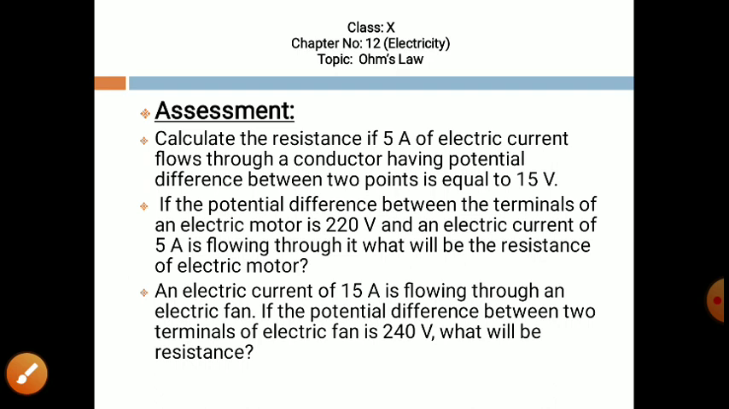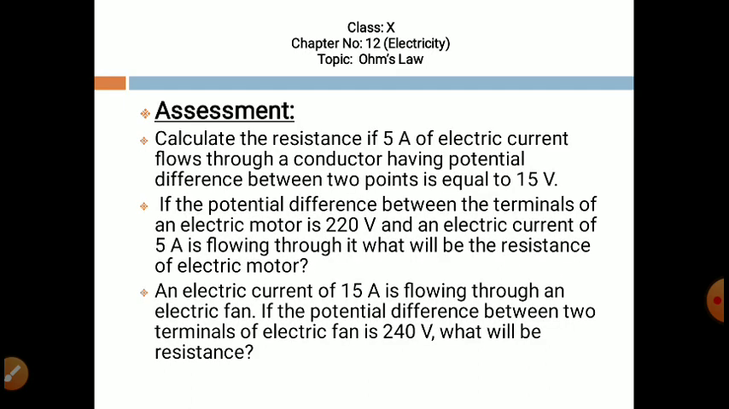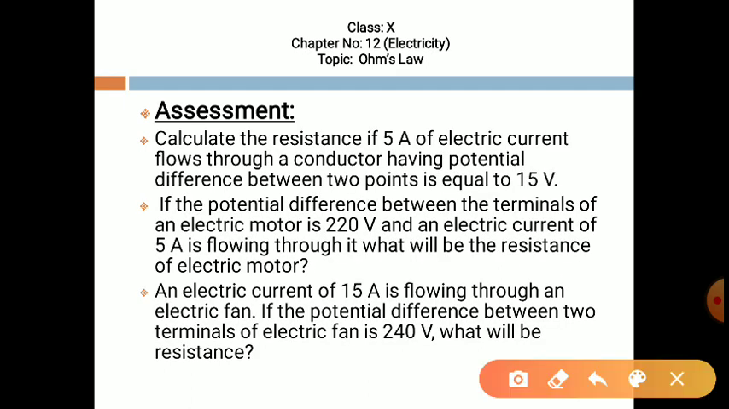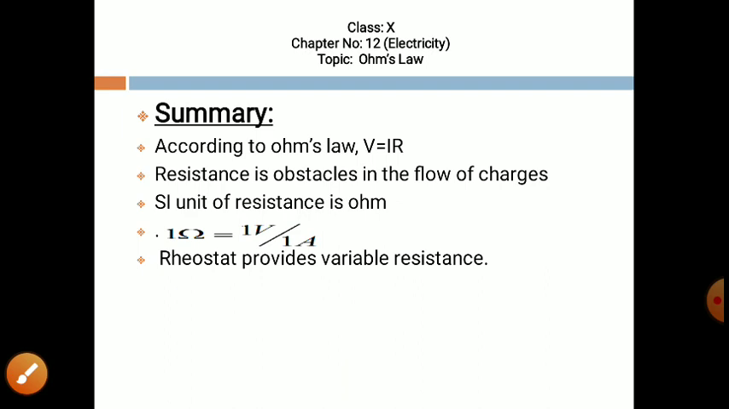The third question, here current is given 15 ampere, which is flowing through an electric fan, and potential difference is 240 volt. V is 240, I is 15 ampere. So the value of resistance R is equal to V by I, 240 divided by 15, and the result will be in ohms. So here we conclude today's topic.